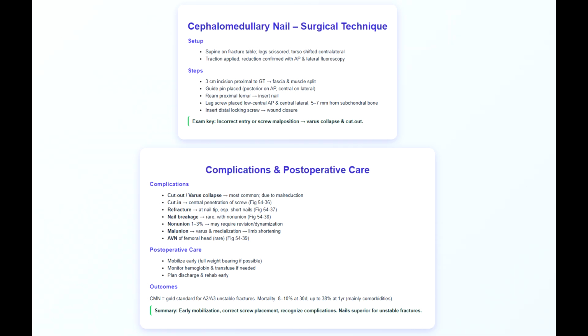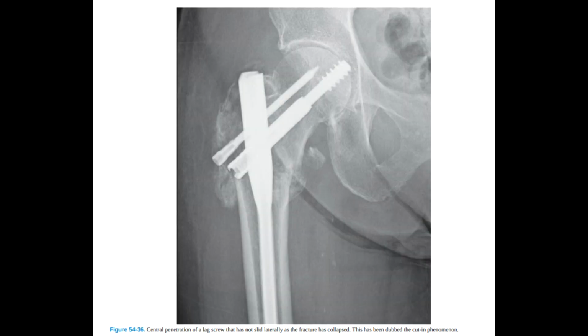Complications. Trochanteric fractures treated with cephalomedullary nails are prone to several complications, and these are frequently tested in exams. Cutout and varus collapse. This is the most common complication, where the lag screw migrates superiorly and exits the femoral head due to poor reduction or malposition. Figure 5436 shows central penetration of a lag screw, known as the cut-in phenomenon. Revision surgery is often required.